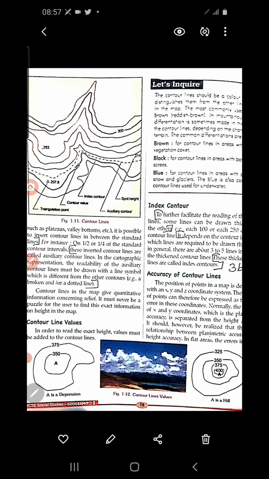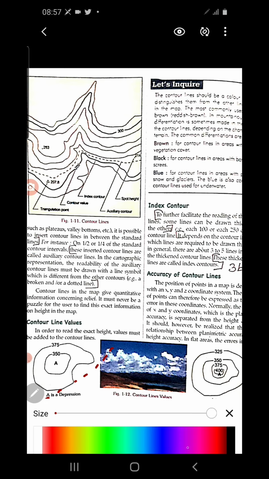So such as plateaus, valley bottom, it is possible to insert contour lines in between the standard lines. These inserted contour lines are called auxiliary contour lines. So we understood what is an auxiliary contour line. Now let us move on to the index contour line. What is an index contour line?